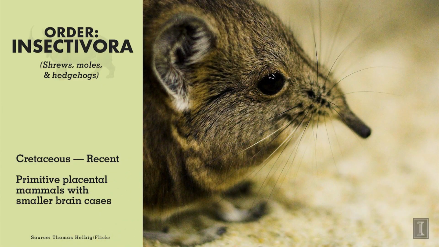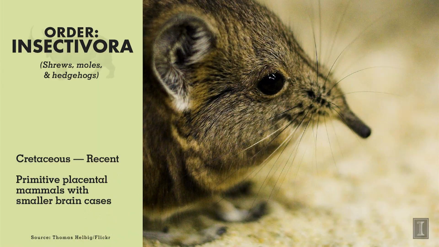The first order is Insectivora, and it's named that because of their diet. They eat insects, actually. Insectivora arose in the Cretaceous, and they still persist. These are your primitive placental mammals, actually. And they have smaller, well, not really unfortunately, they have smaller brain cases here. That's the distinguishing feature of the order Insectivora. A couple examples that you could think of are shrews, moles, and hedgehogs.